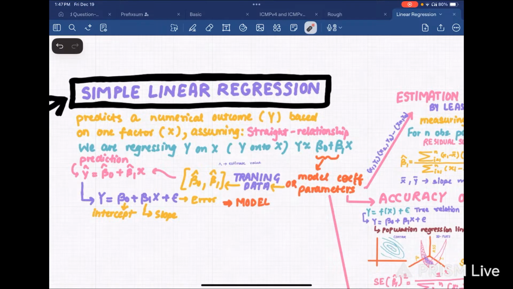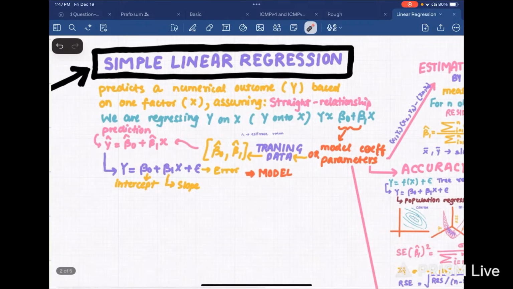And what we write, that we are regressing y on x, is y is approximately equal to beta naught plus beta 1 x, let's say. So we are regressing y on x. This is the simple expression we can write for one factor of x. It predicts a numerical outcome y based on one factor of x, assuming a straight line relationship. So y is approximately equal to beta naught plus beta 1 of x.